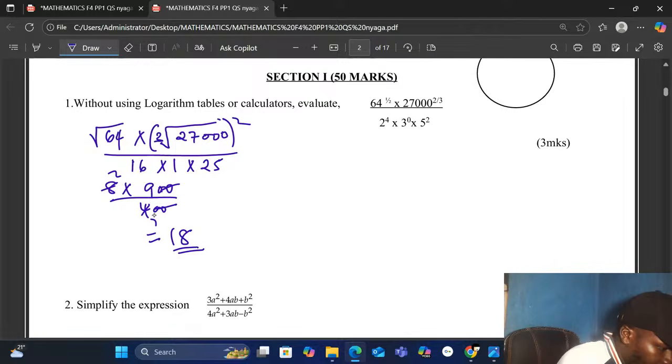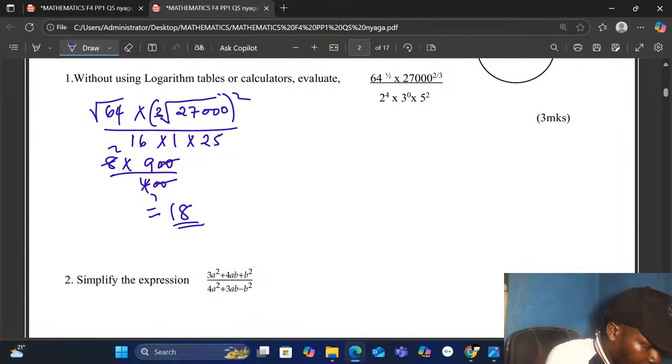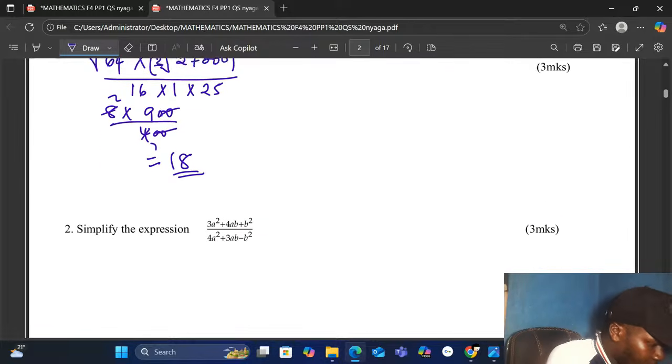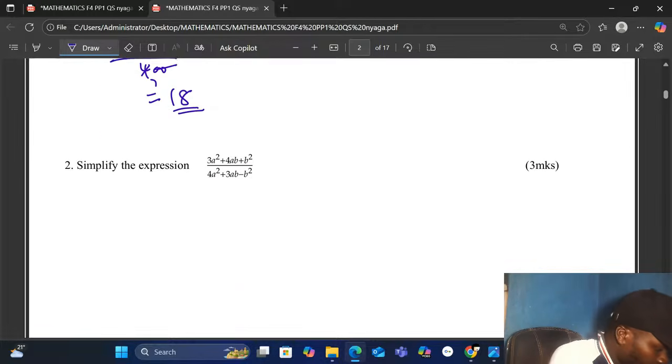So that is how we simply solve this without using logarithm tables or calculator. We are simply using the laws of logarithms. Then we move to the next question, question number 2.